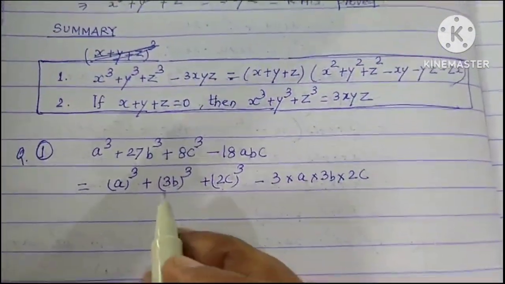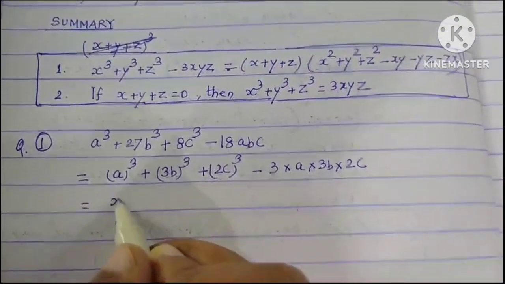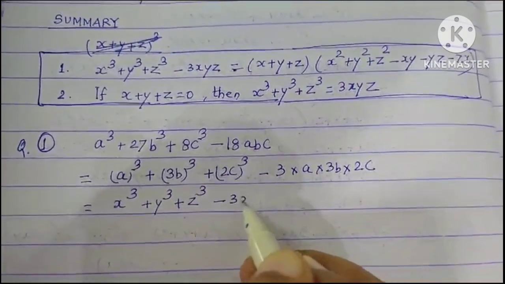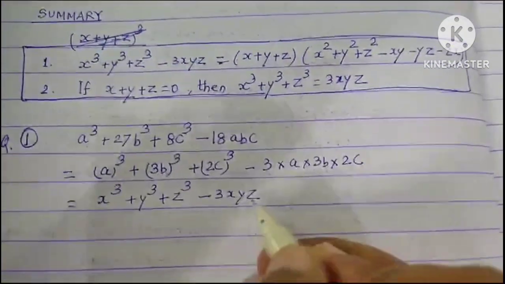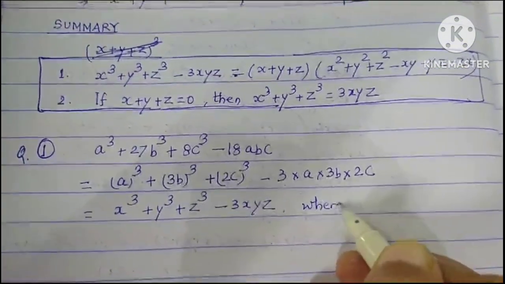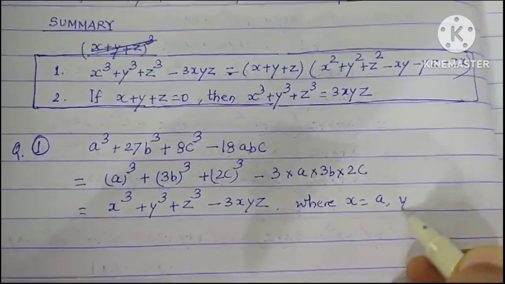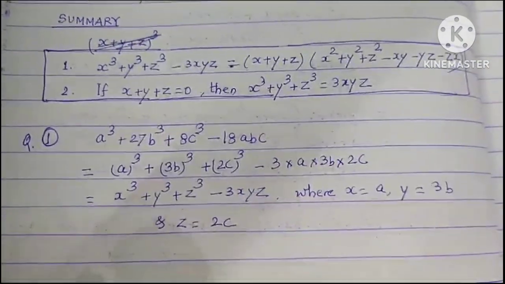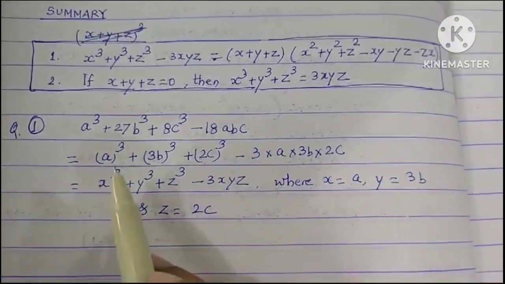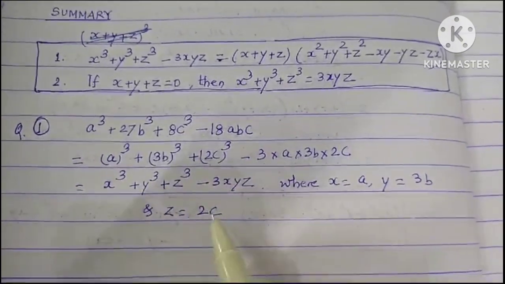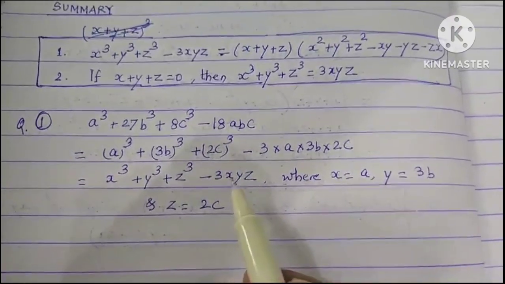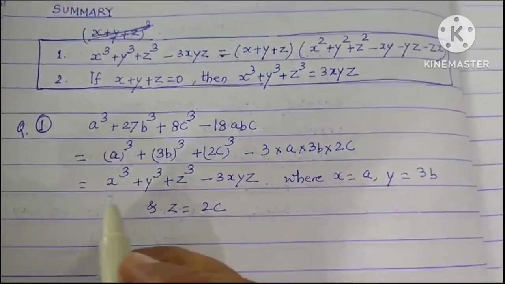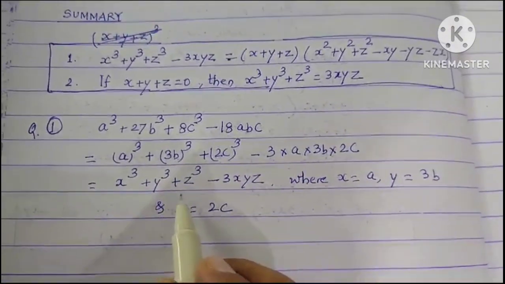So now you see that this is in the form of x cube plus y cube plus z cube minus 3xyz, where x is equal to a, y is equal to 3b and z is equal to 2c. Here x cube is a cube, y cube is 3b cube, z cube is 2c cube, and minus 3xyz means a into 3b into 2c.